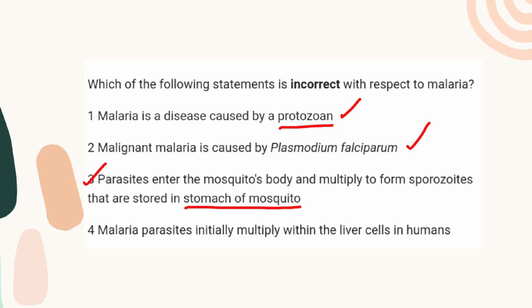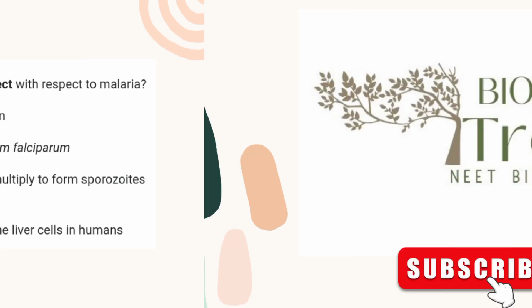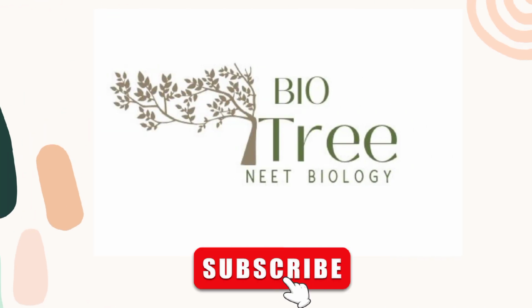Fourth statement: malaria parasite initially multiplies within the liver cell. Yeah, that is the correct statement. So the incorrect statement here is the third one. Let us look at the final question. Okay, that's no question. So we have finished with this session.